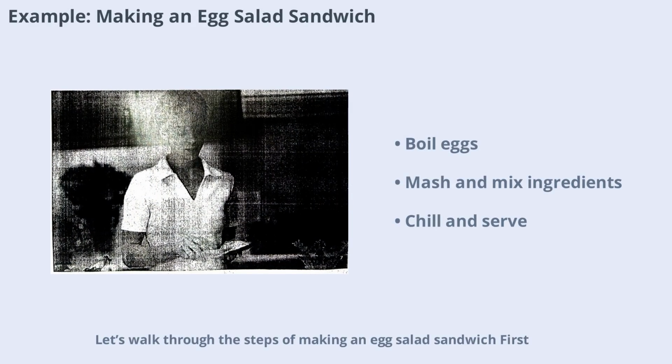Let's walk through the steps of making an egg salad sandwich. First, boil 2 eggs for 5 minutes. Then, let them cool and peel off the shells. Next, mash the eggs in a bowl, add mayonnaise, salt, and pepper, and mix well. Chill the mixture in the refrigerator for at least 30 minutes. Finally, spread the egg salad on bread and enjoy your sandwich. Following these steps ensures a tasty result.